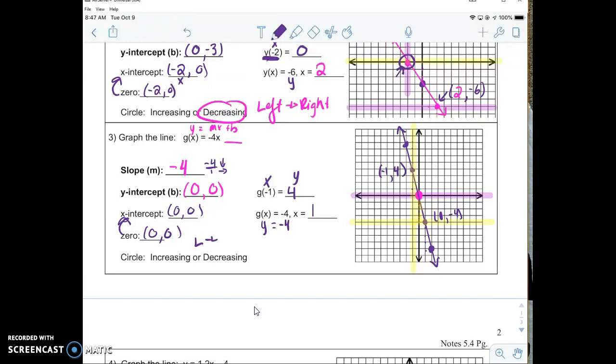Increasing or decreasing, remember we're looking from left to right. From left to right, this line is going down, so my function is decreasing.